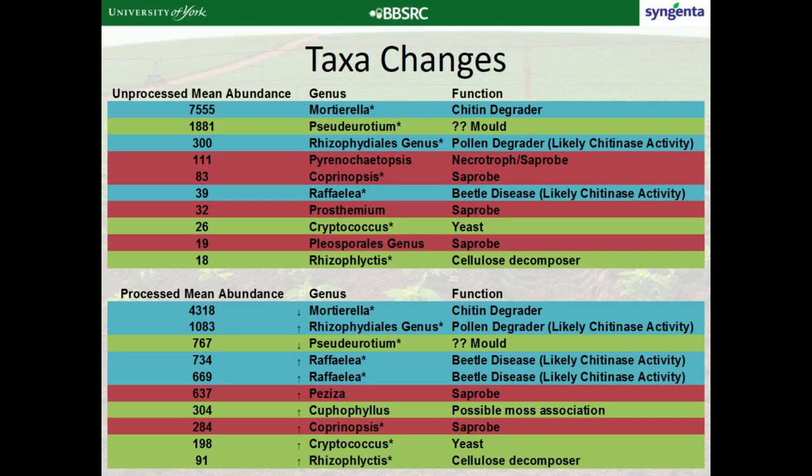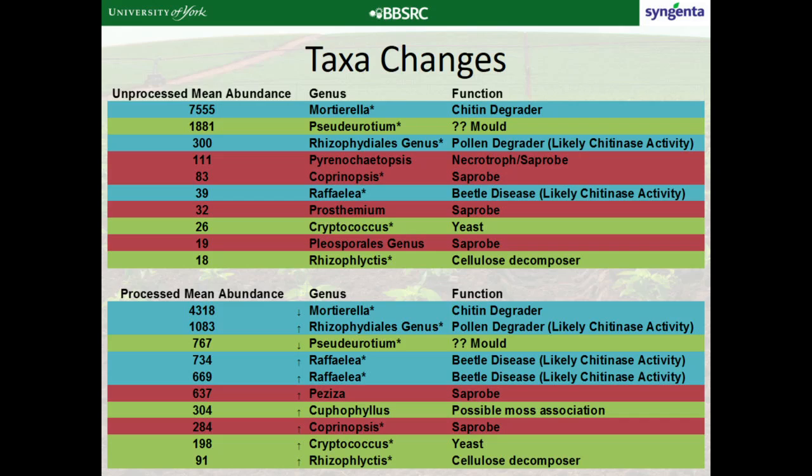These are color-coded by their function, so taxa color-coded in red are taxa which have been linked to saprotrophic activity. Those colored in blue have been linked to chitinase activity and chitin saprotrophic activity, and those colored in green don't fit into either category.